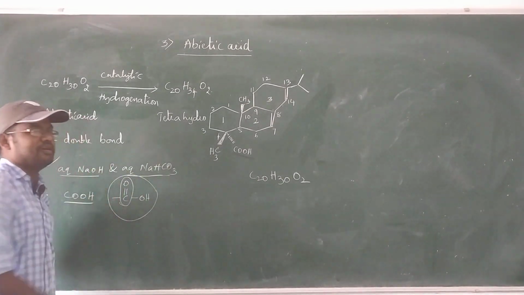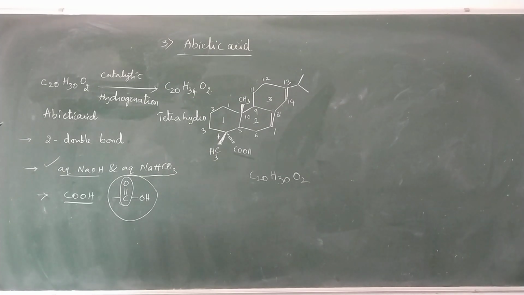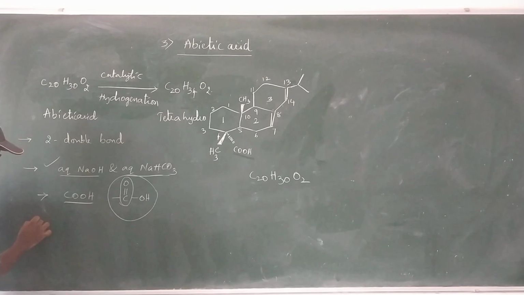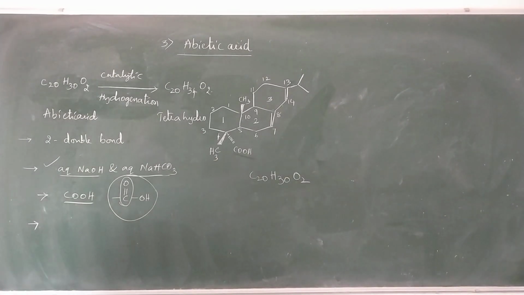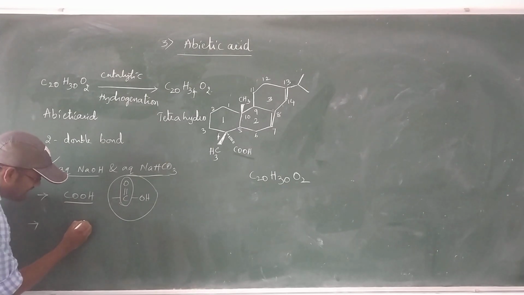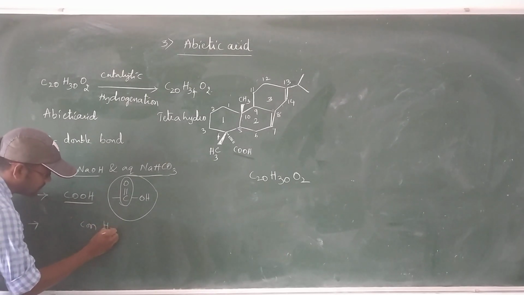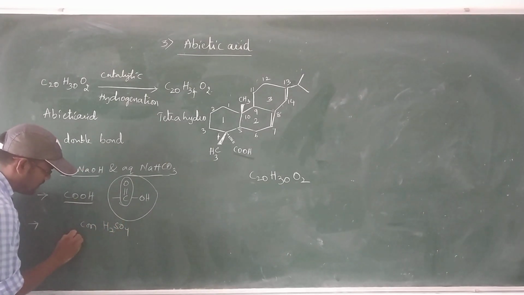2 oxygens are present in the form of carboxylic acid. Finally, the COOH nature of ebitic acid: it may be primary COOH, secondary COOH or tertiary COOH. Primary, secondary or tertiary carboxylic acid can be determined by reaction with concentrated H2SO4.